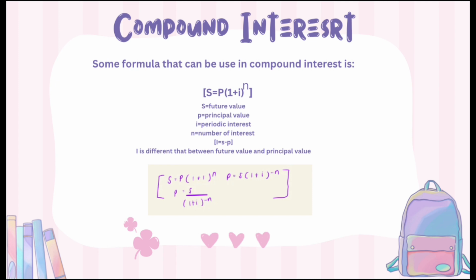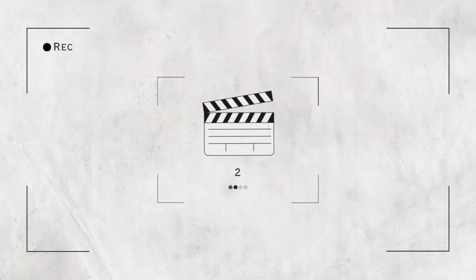The last formulas: S equals P(1 + i)^n, or we can use P equals S divided by (1 + i)^n, and lastly, P equals S(1 + i)^(-n).